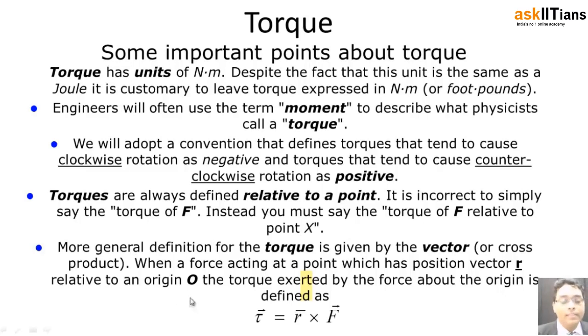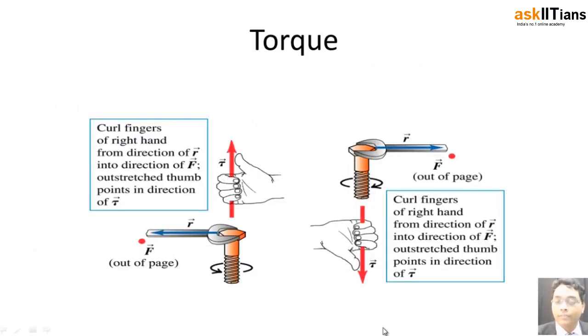Right? Going further, for a more general definition of torque, we'll say that it is a vector cross product. When a force acts at a point which has a position vector, let's say R, relative to the origin, the torque is going to be defined as R cross F. So this is how we define torque. Going further with the directions, if you curl your fingers around this, let's say you have something like this, you curl it around this.